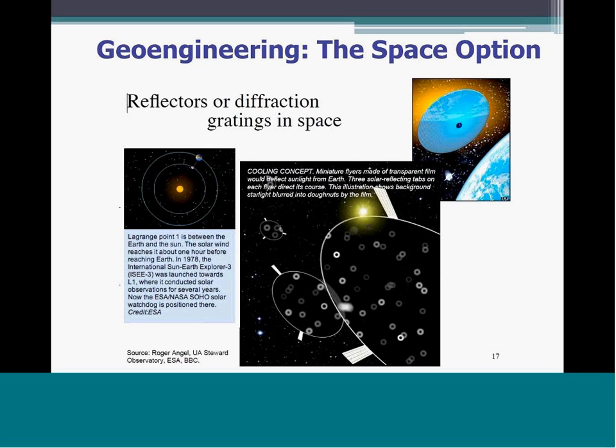And the final SRM approach that we look at is space-based. These include using refractive screens that would be synchronously orbiting the Earth to deflect radiation back out into space, or a huge amount of reflective disks to do this.